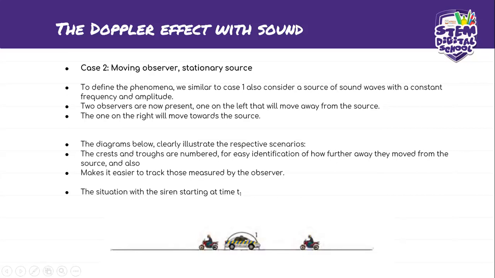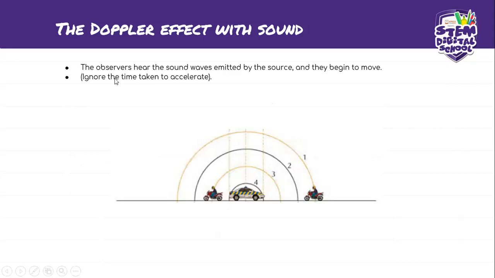The crests and troughs are numbered so it is easy to identify how far away they move from the source. So this is how it will be, you see. This is 4, 3, 2, 1. The observer hears the sound waves emitted by the source and they begin to move. In this case, we ignore the time taken to accelerate.